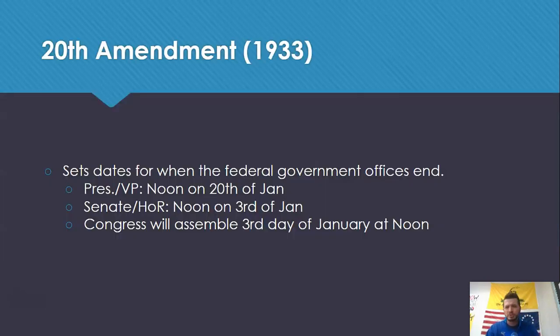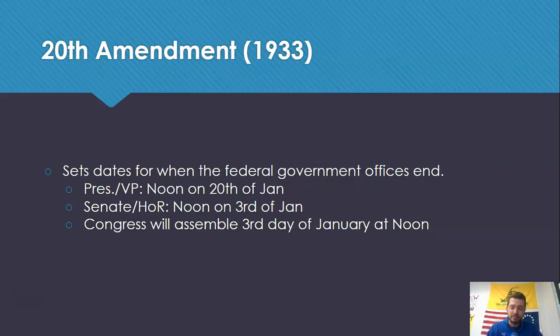All right, so I talked about the 20th Amendment in class because that was actually included in our last quiz. So I'm sorry about that. Again, I do want you to go ahead and get this down in your notes because it is going to be on the test, and obviously it's just important to know anyway because it's in our Constitution. So what this does is that it sets dates for when the federal government offices end.